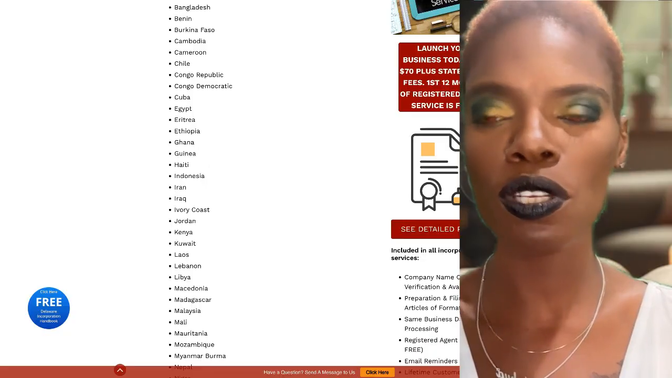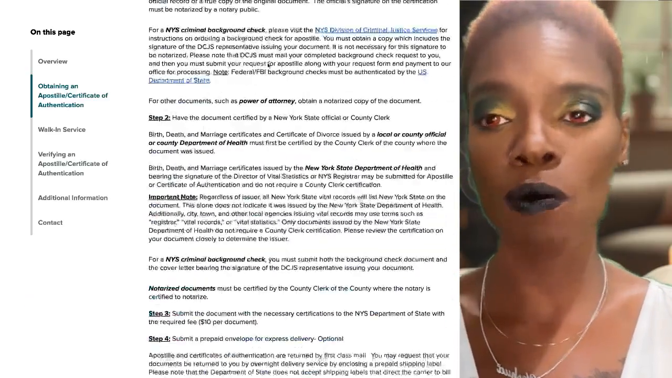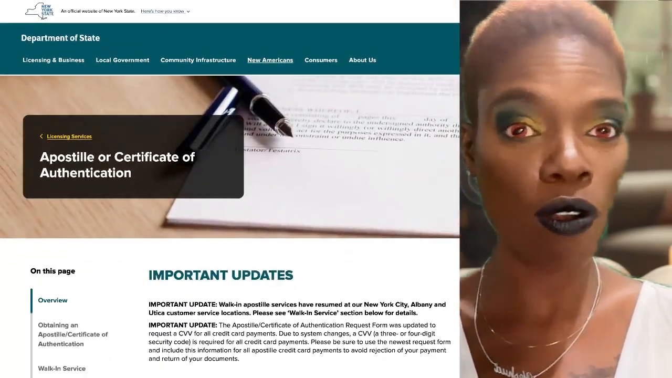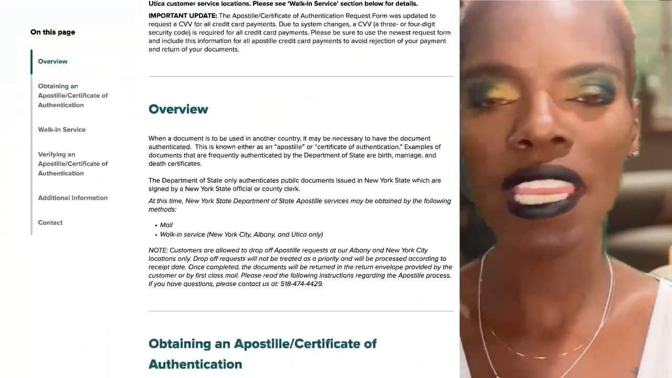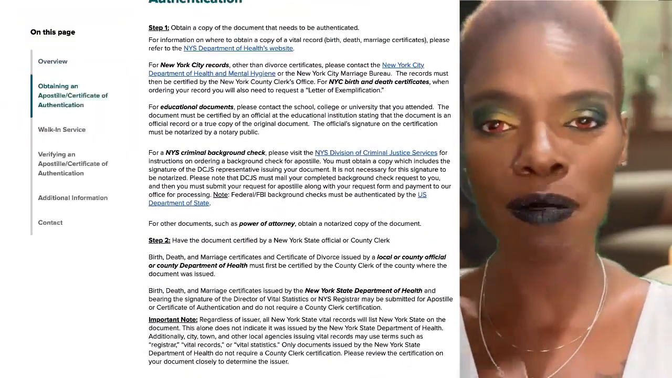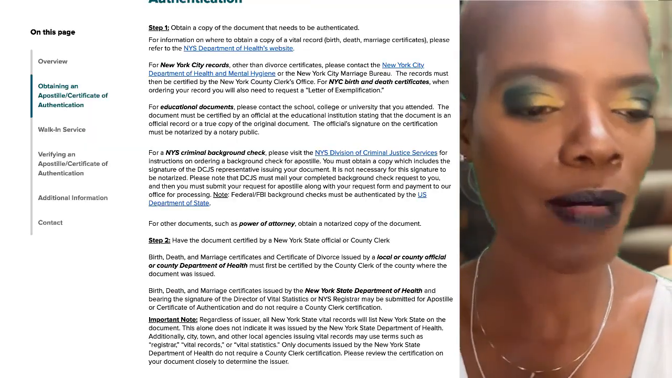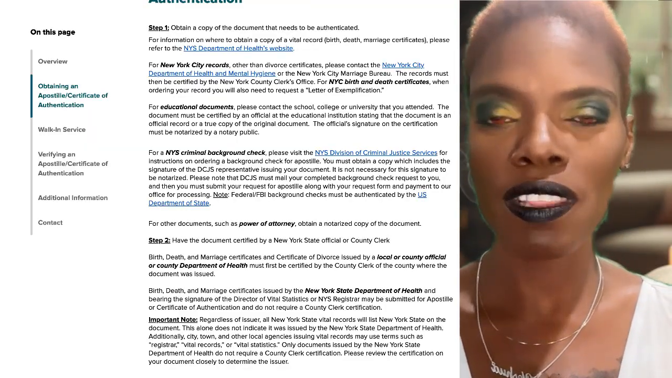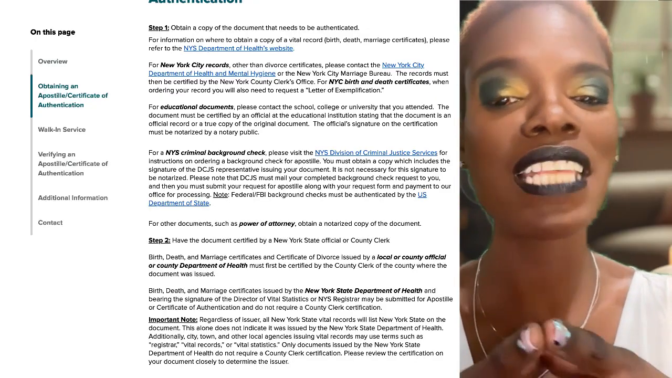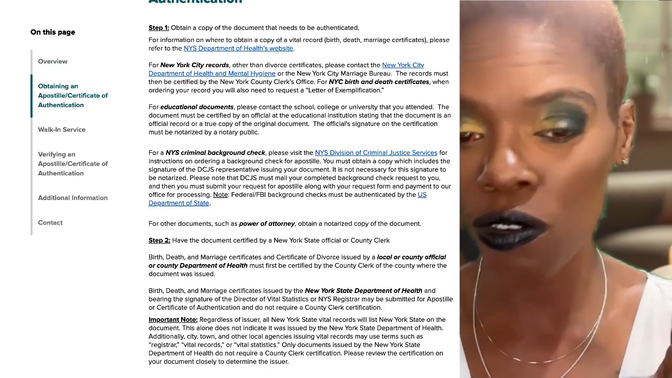After you choose your country, you will go over to your state's website, okay? Every state has their own website where we can authenticate our birth certificate, where they have the application and the steps to follow. We have 4 steps to follow. The very first one is to obtain the actual certificate that we want to authenticate, which would be our birth certificate. The second step, it says, please have the documents certified by a New York State official or county clerk.